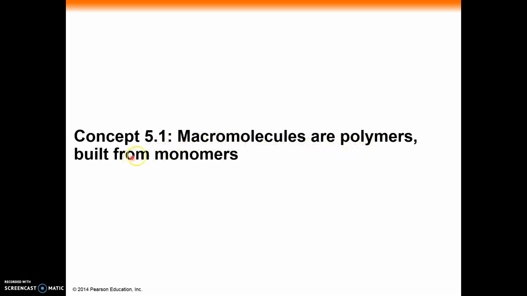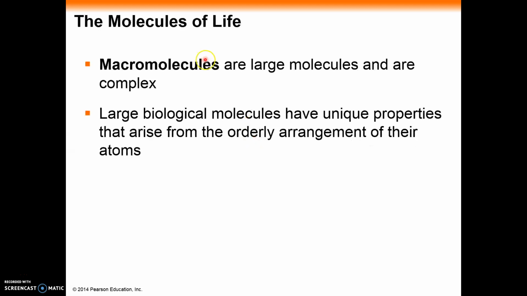Macromolecules are polymers built from monomers. Again, a lot of words that we're probably not familiar with. Let's start off with macromolecule. A macromolecule is simply a very large molecule and is typically complex. You probably could have guessed this from the word macro meaning large, molecule meaning molecule. These large biological molecules have unique properties that arise from how they are put together and how they are folded, and it essentially comes back to their structure determining their function.